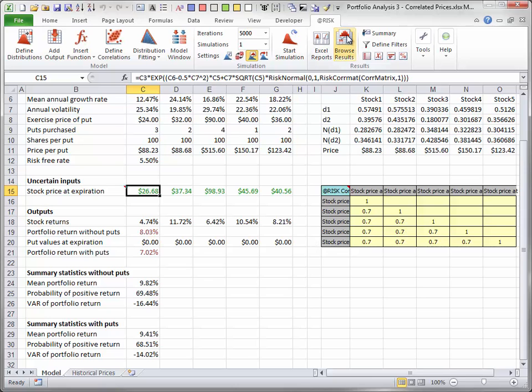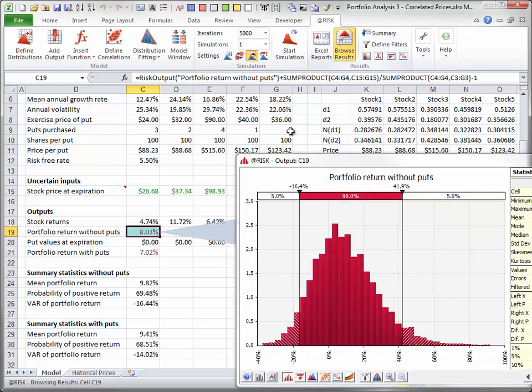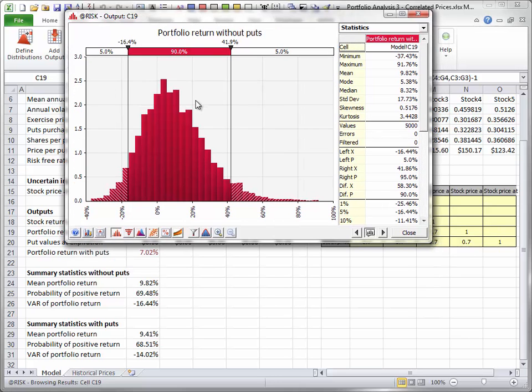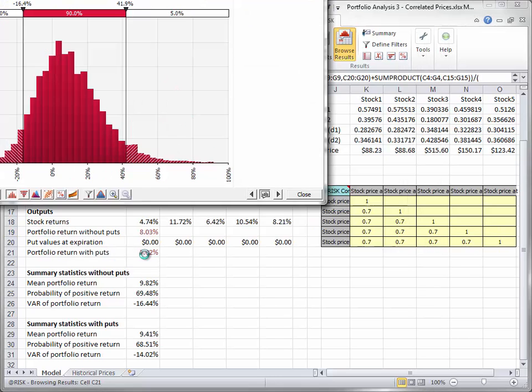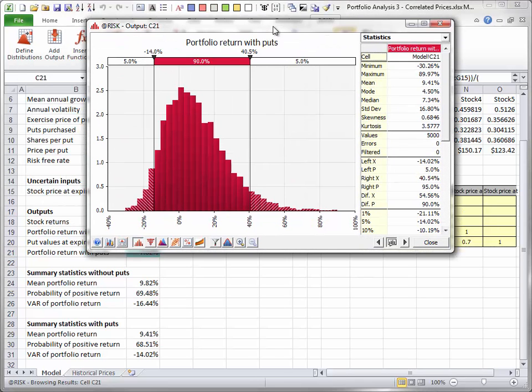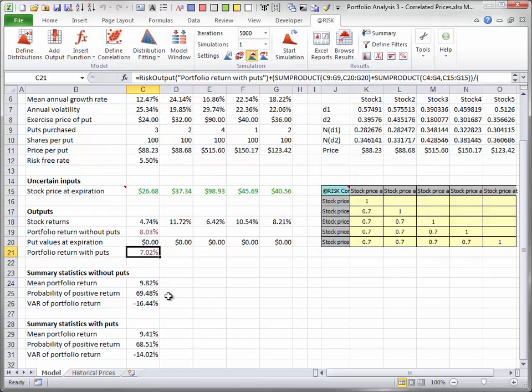Here are the histograms of the portfolio returns, the one without puts and the one with puts. As you can see, they are much more spread out than before, although there is somewhat less variability with puts. You can see the same behavior in the summary statistics. For example, the VAR is much more negative than in the uncorrelated case, although it is not quite as negative with puts as without puts.